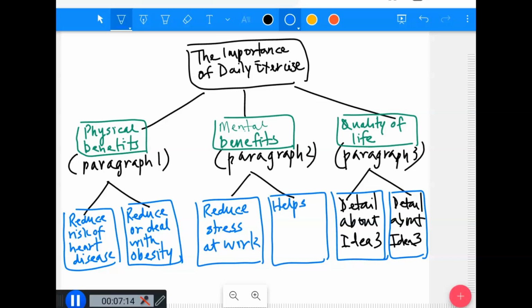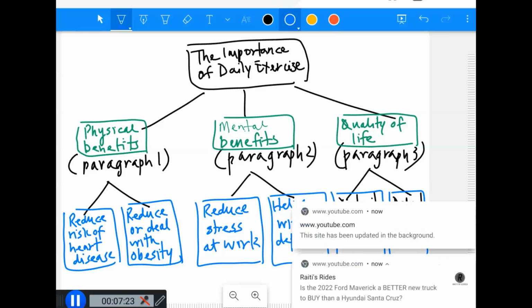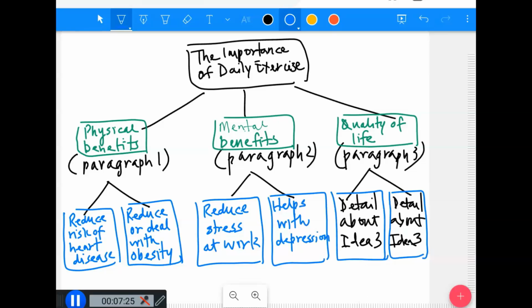The second benefit I can think about, the second mental benefit that can be derived from a daily exercise, is that it helps with depression. And exercise has been known to reduce the symptoms of depression.